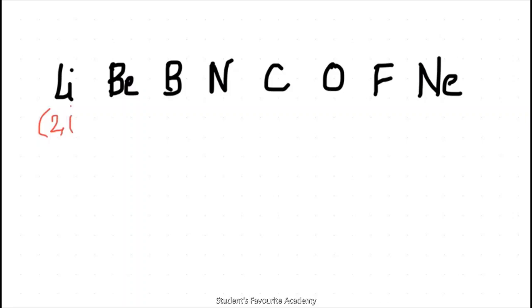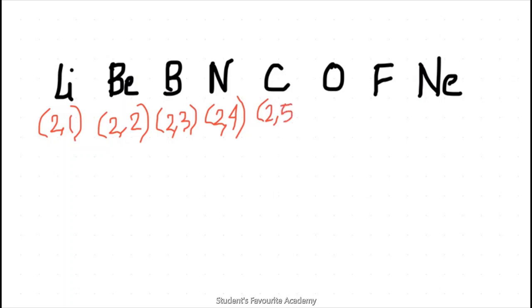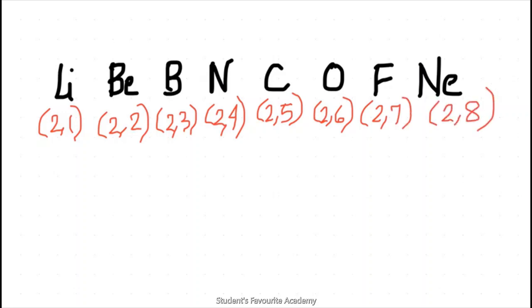The electronic configuration will be equal to 2, 1, 2, 2, here I have 2, 3, then 2, 4, then I have 2, 5, 2, 6, 2, 7 and 2, 8. Now this is my electronic configuration of these elements, and this we are discussing, children, across the period.